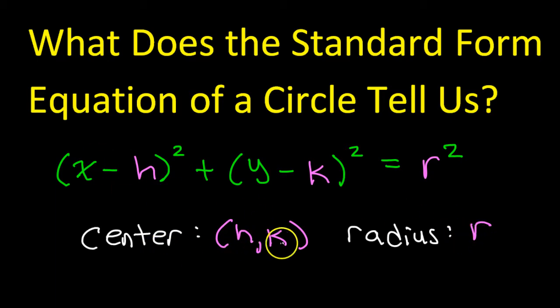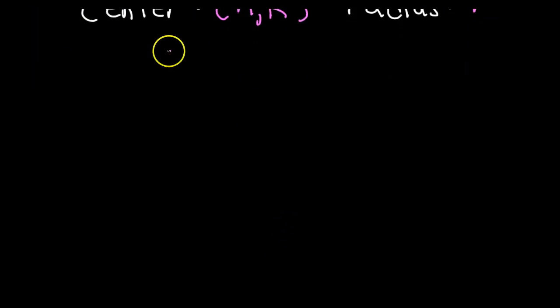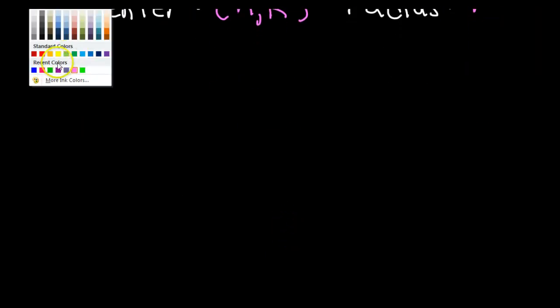So notice that h and k, if you're looking at the equation, they will be opposite. So if you have minus 3, then the center will have a positive 3 here. If you had a positive k here, then this would be a negative k here. They are opposites. So I'm just making up one for example here.